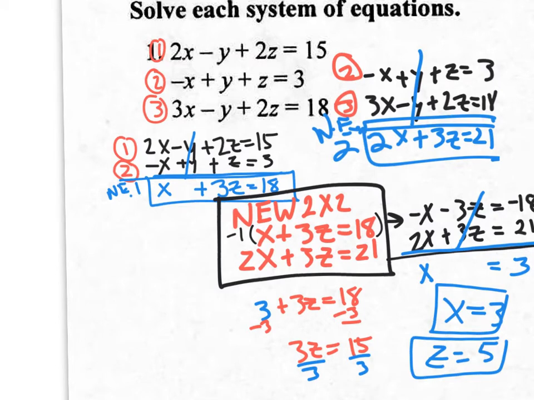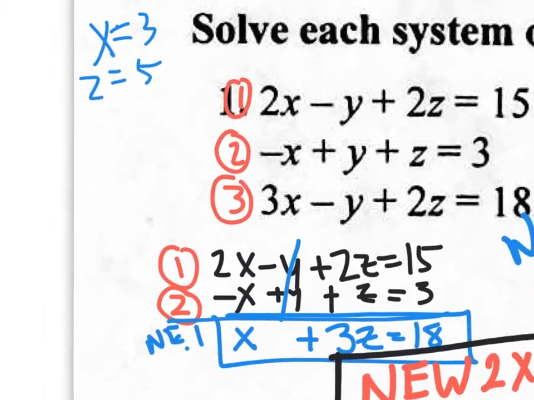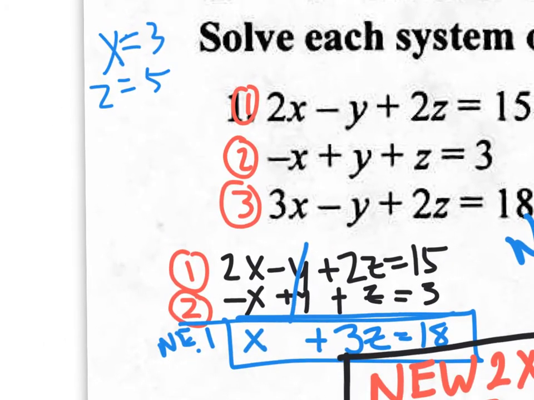Let me jot this down up here. X was 3 and z is 5. So I'm going to pick one of my original 3 to solve for y. So which one would you guys like to pick? Number 2 looks pretty easy, yeah? Let's plug it into number 2. I mean, they're all easy. Doesn't matter which one you pick, actually, but I want to go with number 2.